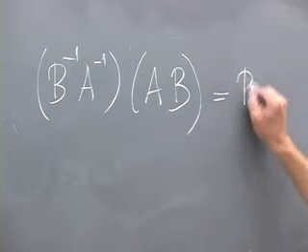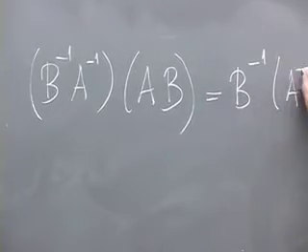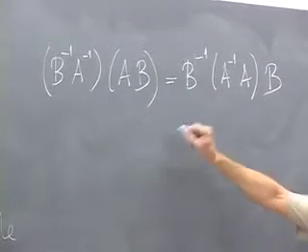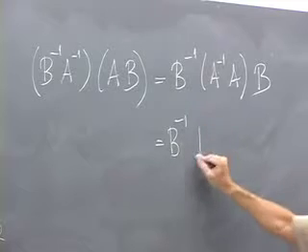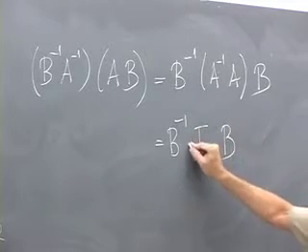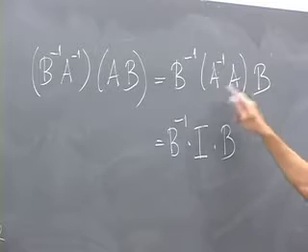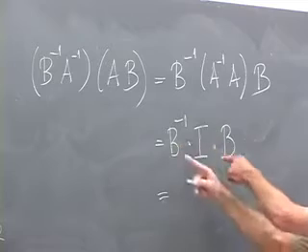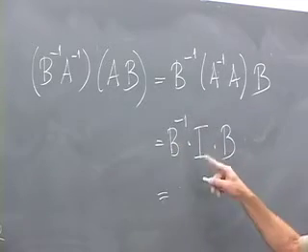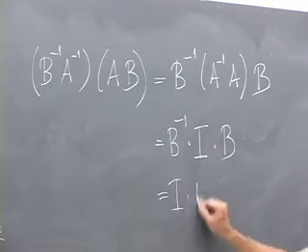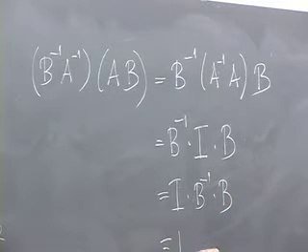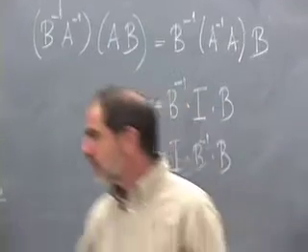So this can be written as B inverse times A inverse A times B, which is B inverse times the identity matrix times B. Because A was invertible, A inverse A is an identity matrix. And then the identity commutes with any matrix, so B inverse I is I B inverse. So this is I times B inverse B. And then I associate these two together to get I times I, which is the identity. So namely, this is the inverse.